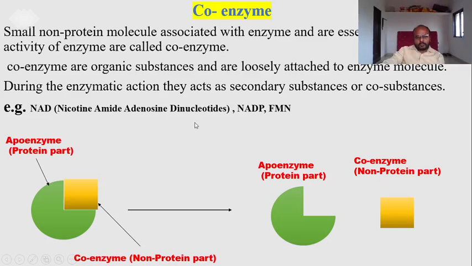If you take the example of NAD, that is nicotinamide adenine dinucleotide, as well as nicotinamide adenine dinucleotide phosphate, that is NADP, as well as FMN, that is flavin mononucleotide. These are coenzymes, or organic substances. They are associated with certain enzymes, and therefore the coenzyme is very essential for catalyzing the reaction. Sometimes some vitamins also act as coenzymes.